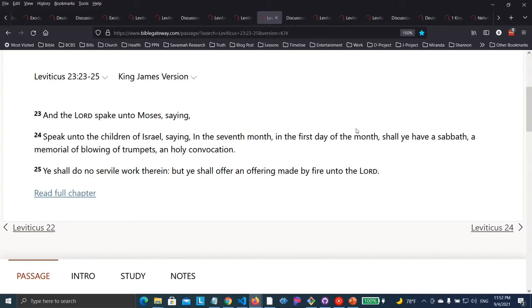day shall have a Sabbath, a memorial blowing of trumpets, a holy convocation. You shall do no servile work therein. You shall offer an offering made by fire unto the Lord."